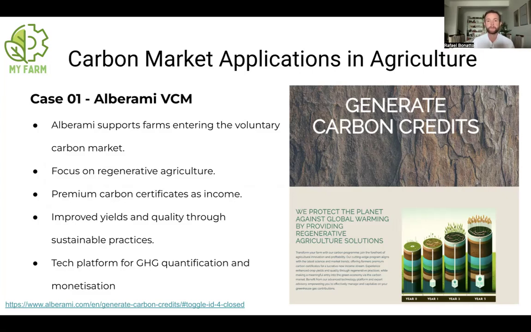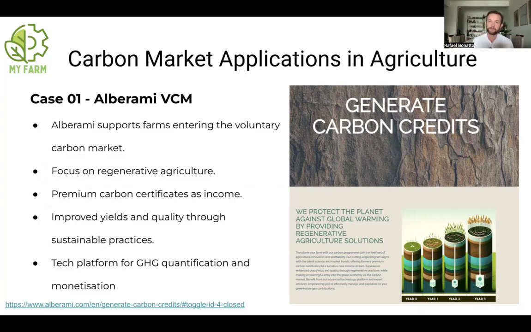It's very interesting the way they're doing it. They focus mainly on regenerative agriculture practices, designing and implementing those practices within each of the farms. So at the end of the day, they can propose and promote benefits to the farmers by improving production and creating carbon credits, okay? Which will result in premium carbon certificates as income. This is the main idea of the Alberami project.